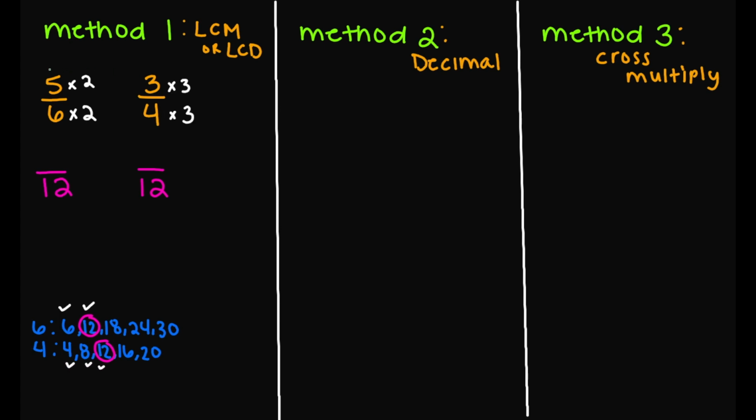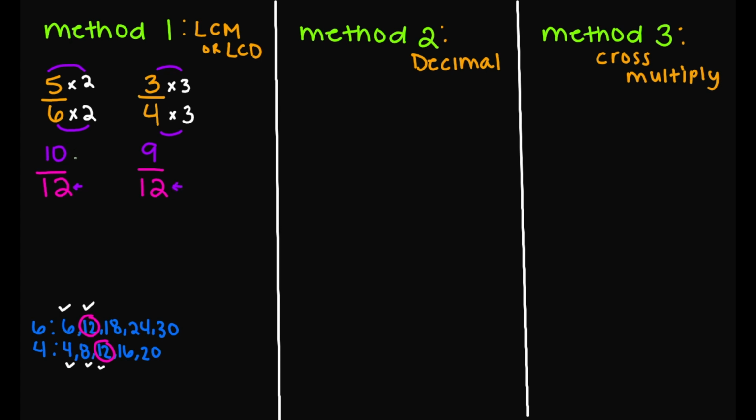Now we're going to multiply 5 times 2. This is going to give us 10. And then 6 times 2 is going to give us 12, which we already have here. Next, we have 3 times 3 is 9. And then 4 times 3 is 12, which we already have here.